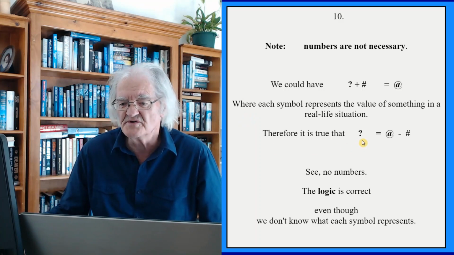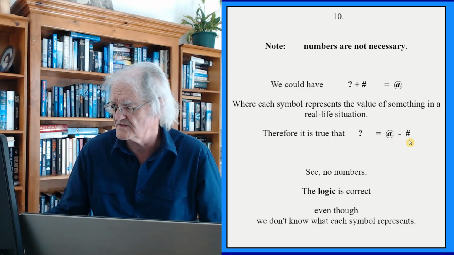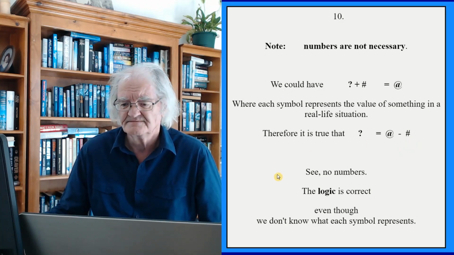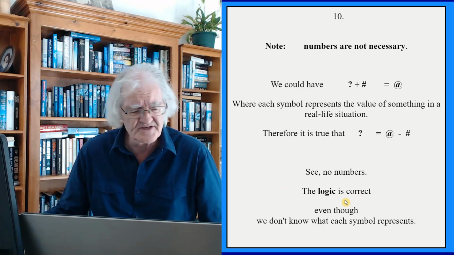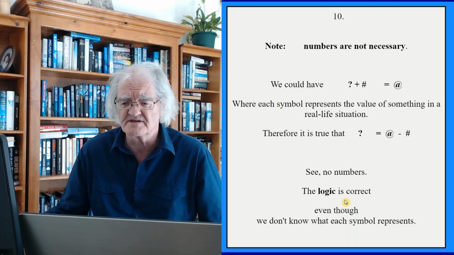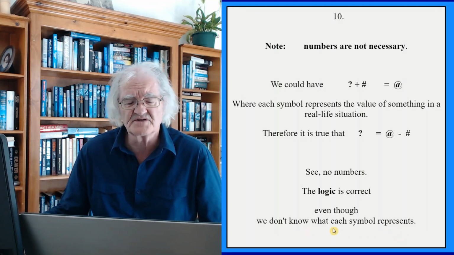But it is true that the missing number is whatever this unknown quantity was minus whatever this unknown quantity was. So there are no numbers, but the logic is correct. And it's the same logic we have used previously. But here we don't even know what the symbols represent. We are expressing the logic, not worrying about the numbers.